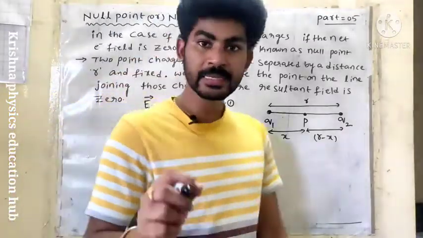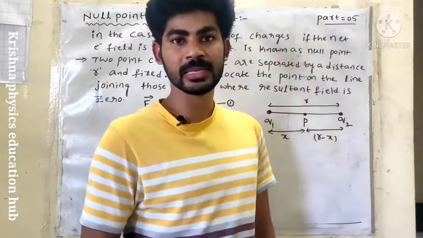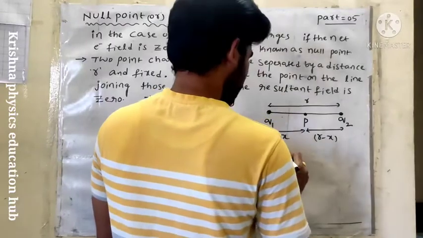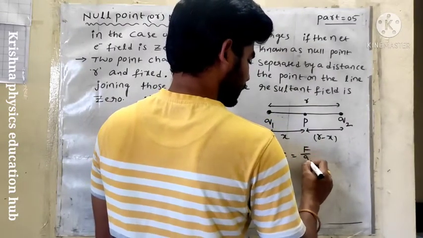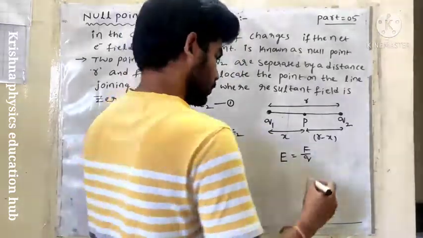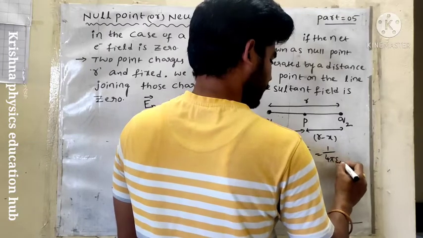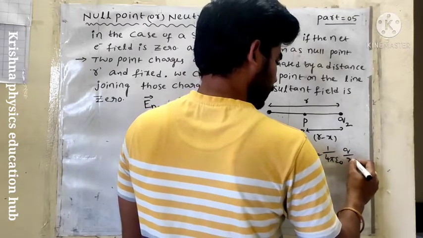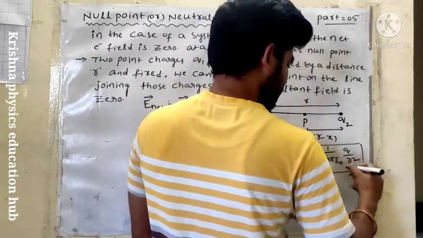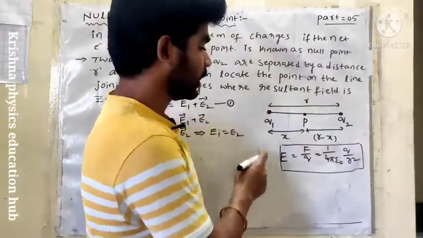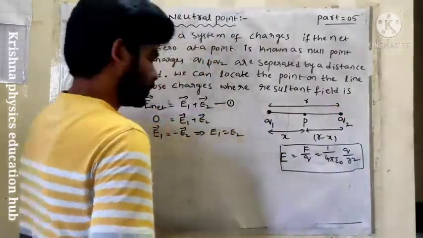What is the formula for the intensity of electric field, or electric field strength? It is force per unit charge. We write this formula as 1 by 4 pi epsilon naught times q by r square. This formula applies to the q1 charge and also to the q2 charge.